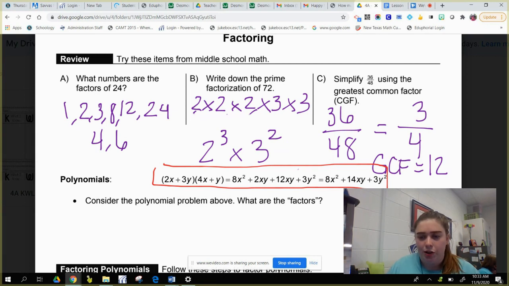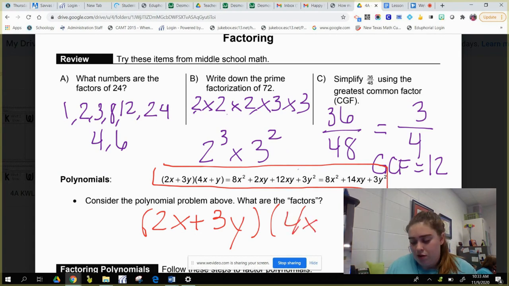So look at that for a second, and I just want y'all to think about this question below it: what are the factors exactly? Do you think it's that first part, or the middle part, or the last part? So think about that for a second. The factors for this are going to be that first part where we have 2 different things in parentheses. Those are the factors for that middle part, or even the last part, which is just a simplified version of the middle one. So the factors are 2x plus 3y, and then times 4x plus y.